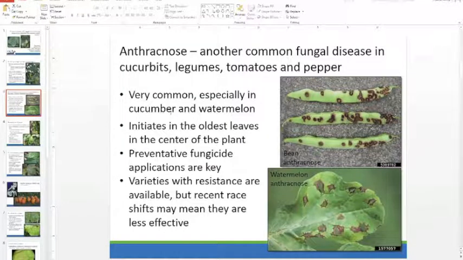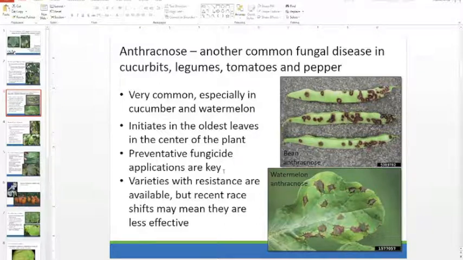It causes issues with us, particularly in cucumber and watermelon. Oftentimes where we see the first strikes from anthracnose are when those vining crops are roughly about an armful or a bushel basket full sized, in the very center of that plant. It's really key to implement preventative fungicide applications.